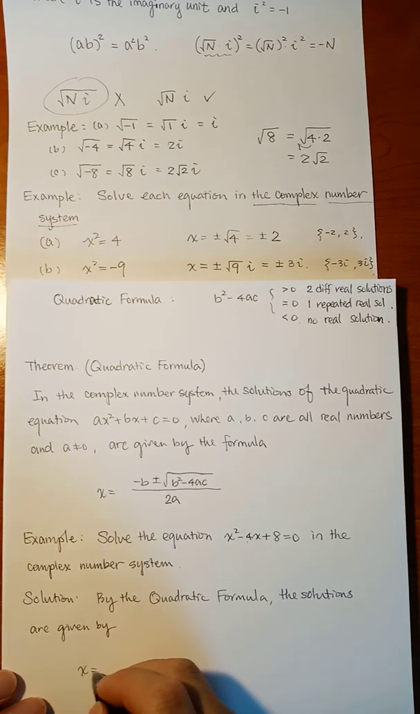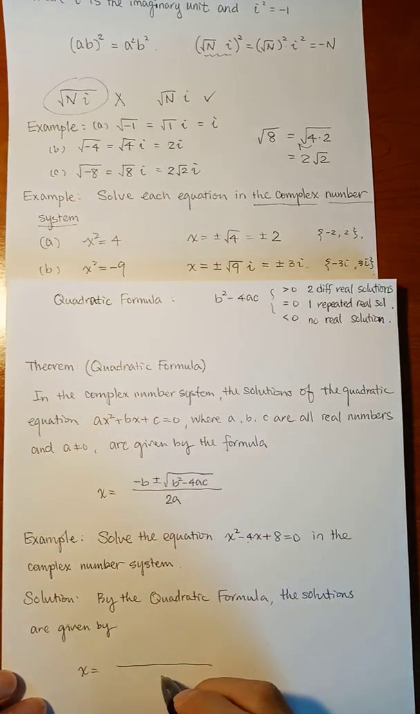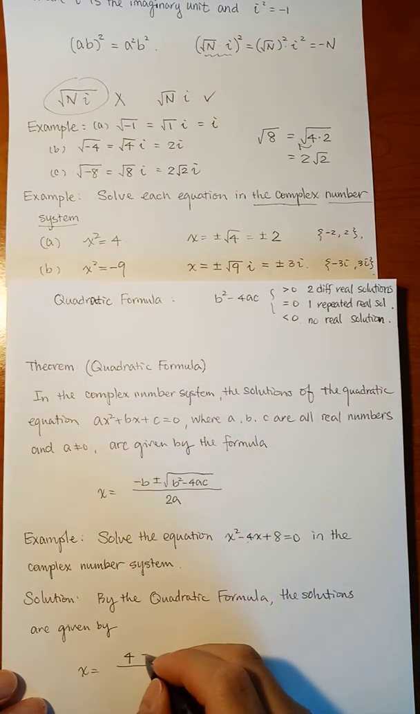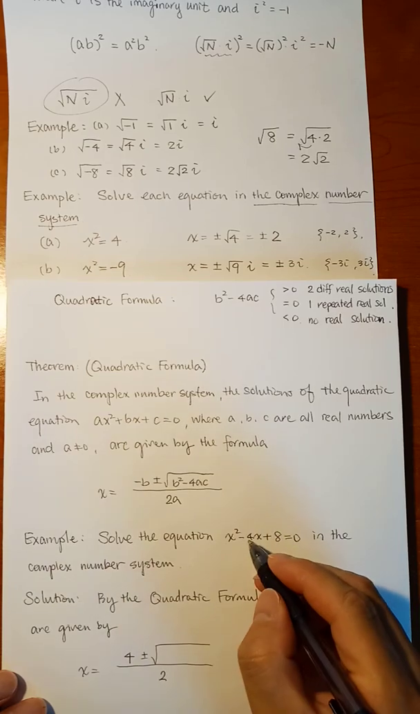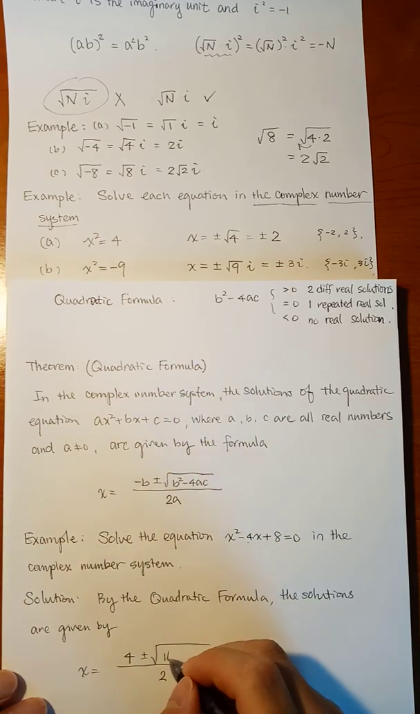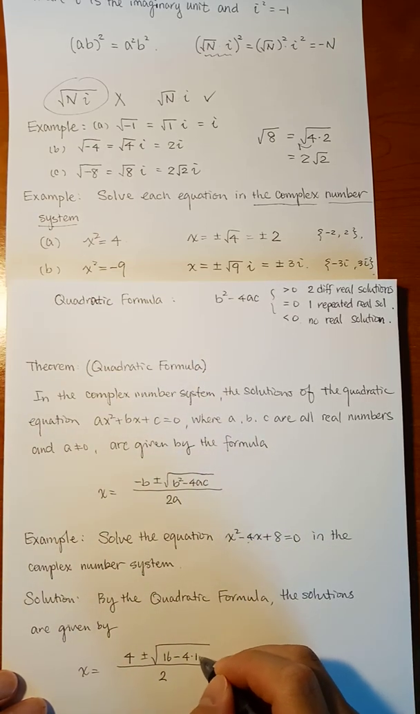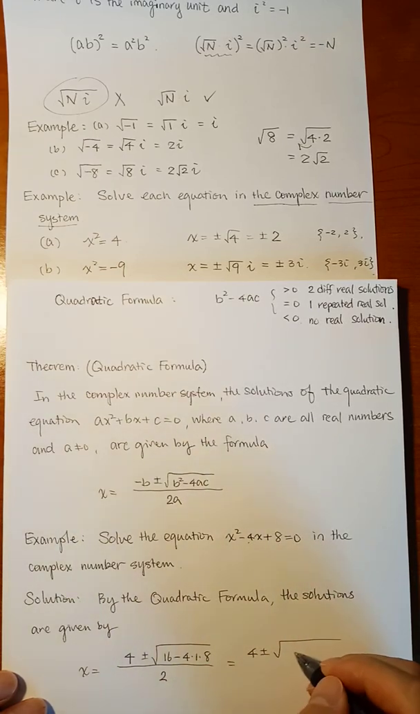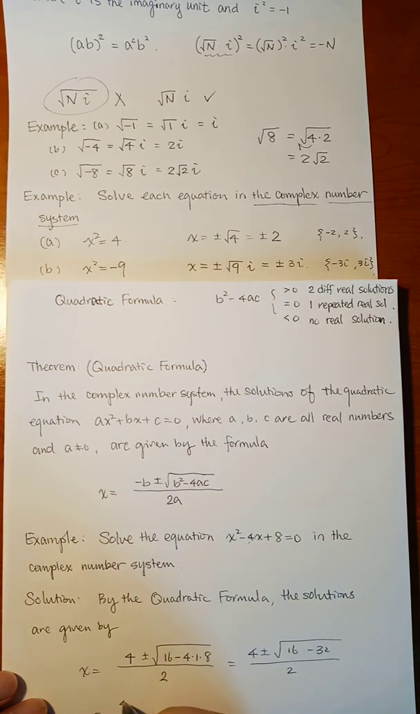by x equal to negative b over 2a, b is negative 4, so negative b is 4, plus or minus the square root of b squared, negative 4 squared is 16, minus 4ac. It's 16 minus 4 times 8, which is 32, over 2. So 16 minus 32 is negative 16, so 4 plus or minus the square root of negative 16 over 2.